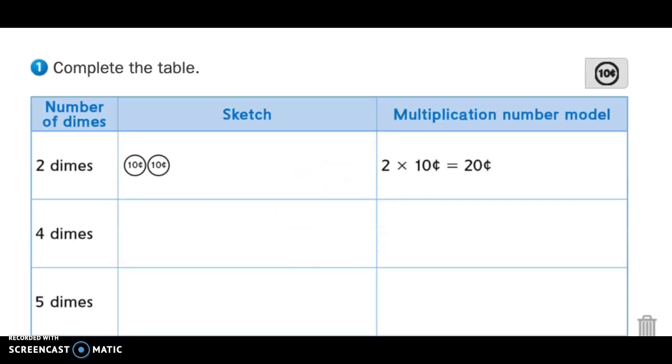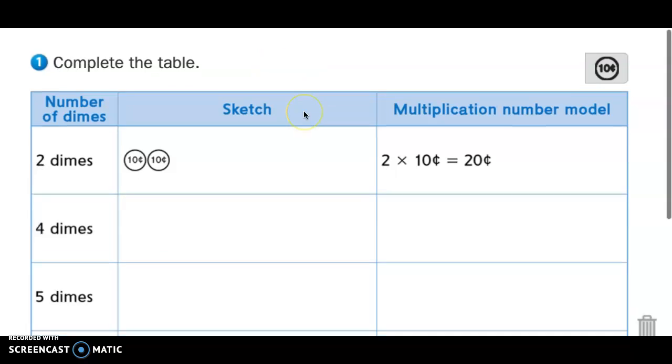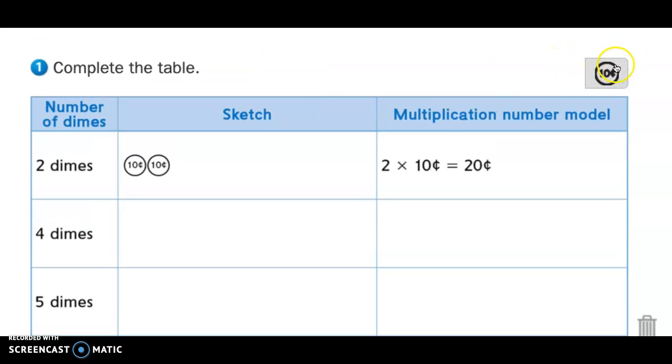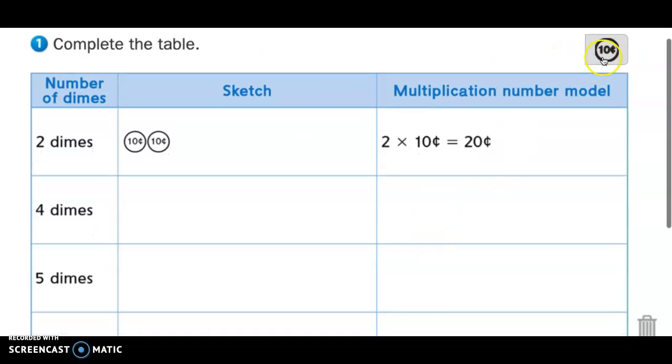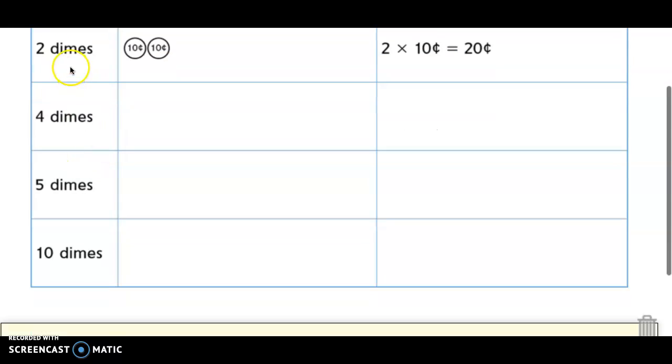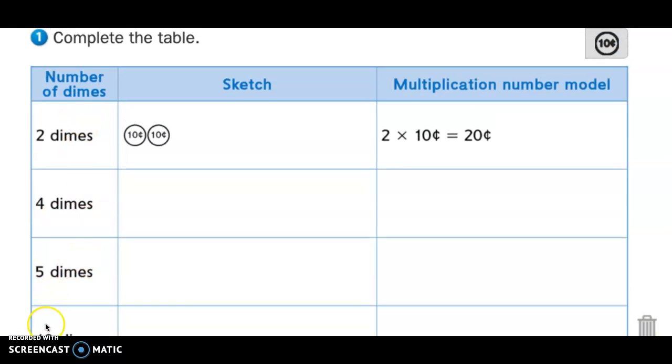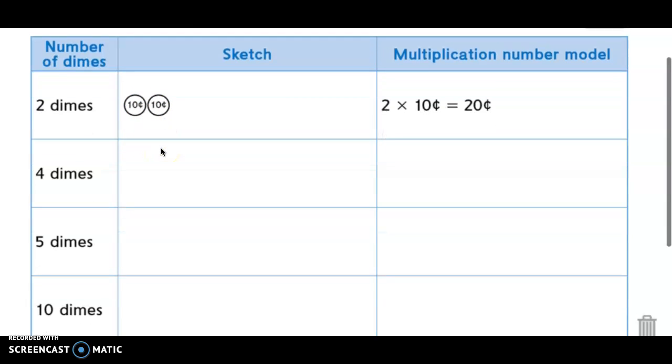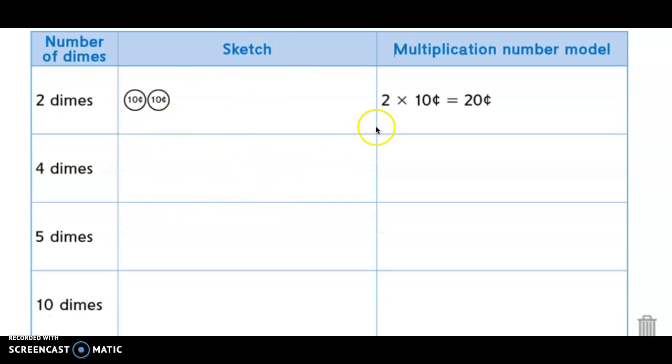Okay, for number 1, this is what yours should look like. It says complete the table. So this is your top part, right? We're working with 10 cents, the dime. Oh, can I move this? Oh, beautiful. Okay. So it says, here's the number of dimes. It's giving us the amount of dimes. A sketch. You see how it has 10 cents? We're going to be drawing 10 cents into our sketches, and then we're going to come up with a multiplication number model, like a number sentence like we just did in the previous video.